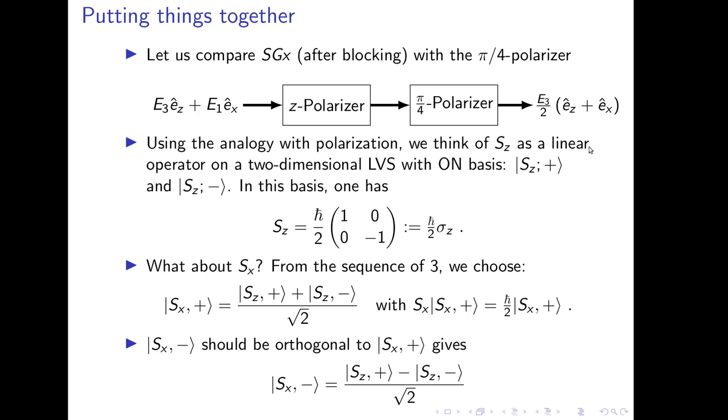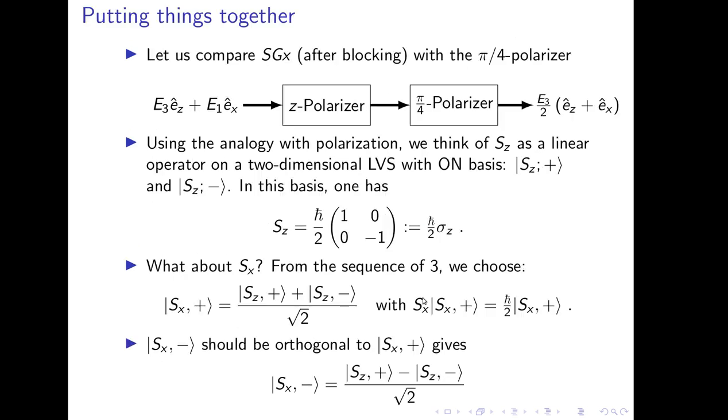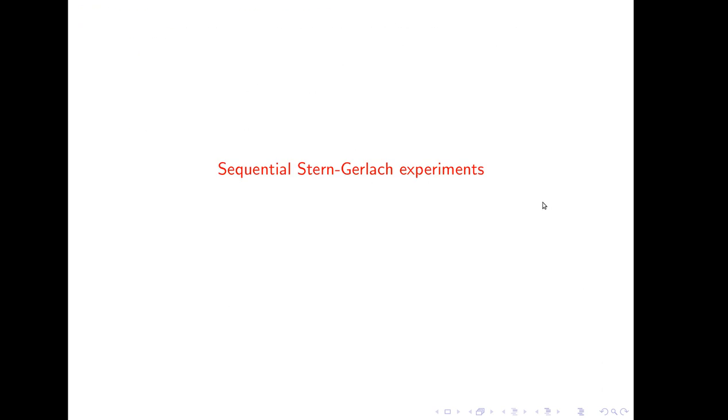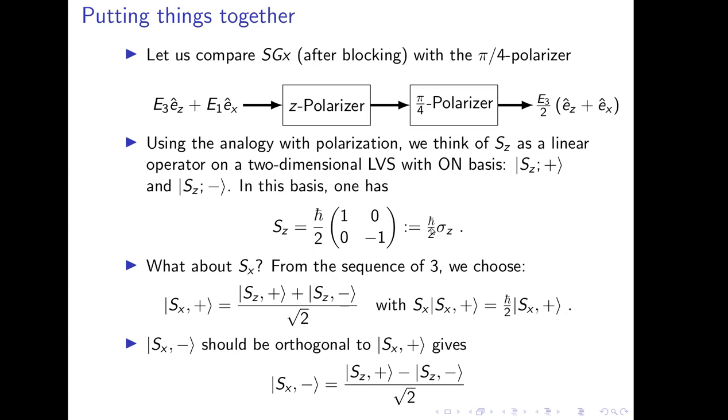So this behavior is exactly like here. It's saying that this beam, if you think in terms of Sz, is exactly similar to the pi by 4 polarizer. Again we will use the analogy, and think of Sz as a linear operator on a 2-dimensional vector space with orthonormal basis Sz plus, Sz minus. Classically we would have said spin up and spin down, but here we can create situations with linear combinations of these, which we can do in a linear vector space.